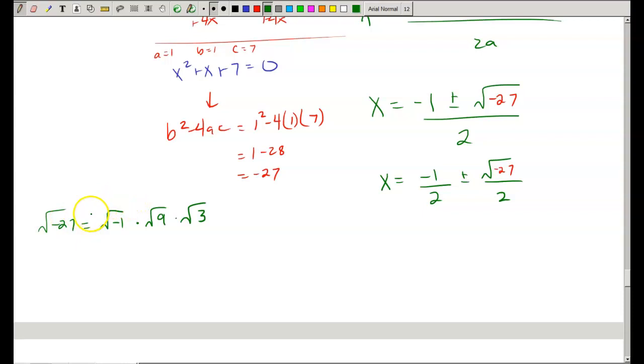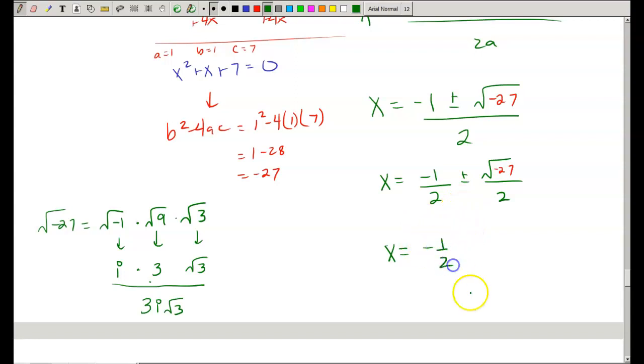So if I factor this out, I know that this negative 1 becomes an i. This 9 right here just becomes a 3. And the root 3 just stays as root 3. So all in all, this whole thing becomes 3i root 3. Okay, so now we put this into simplest radical form. Now we want to take that and put it into our answer that we are simplifying.